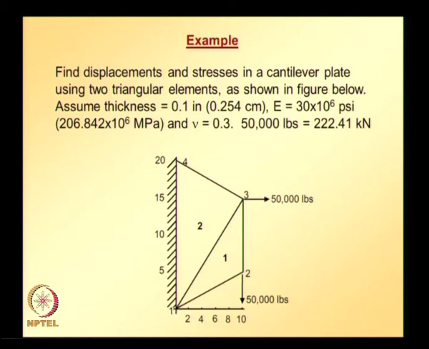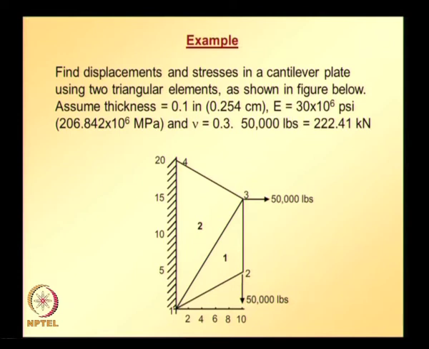So, now noting all this, we can write element equations for element 1, element 2 separately, and then finally we can assemble the global equation system based on the nodal connectivity.